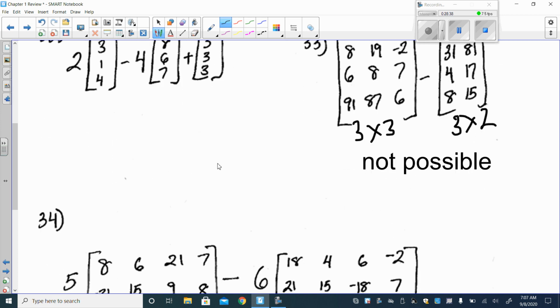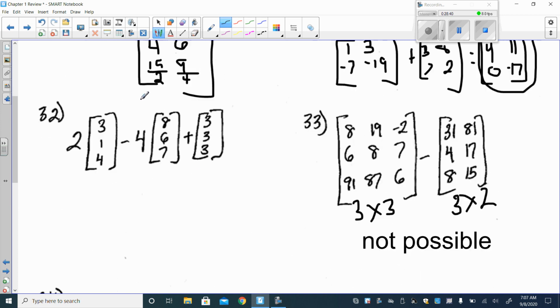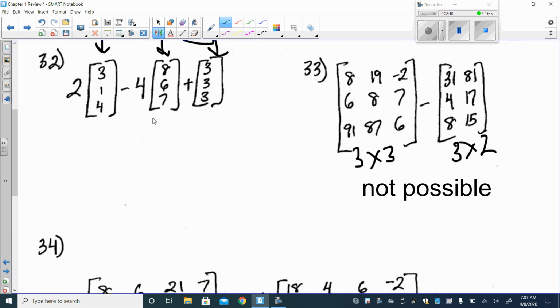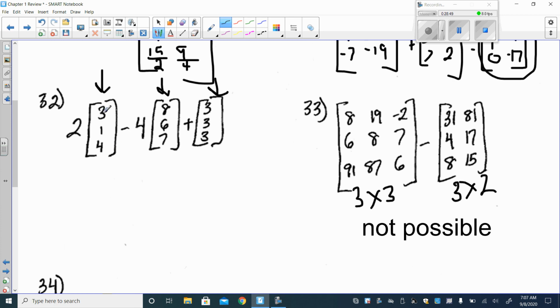Now if we have scalars like this one here, number 32, we have to do the scalar multiplication first, and then we can combine. Now we could have also done this in the calculator, setting 314 as A, 867 as B, and C, and typed it in as 2A minus 4B plus C in the calculator, and it would have given us our answer. It would have told us what the answer was.